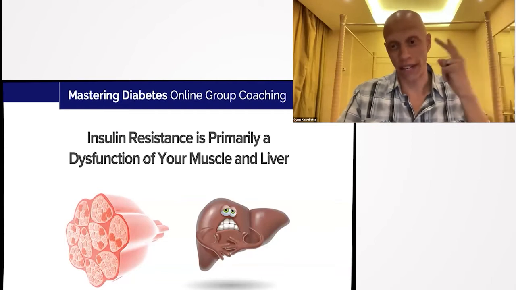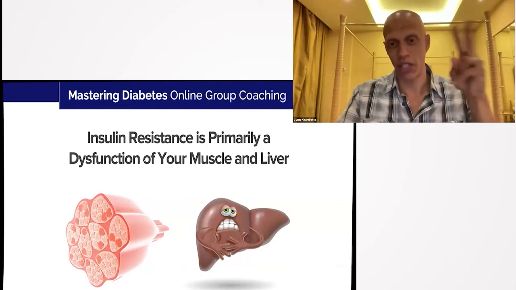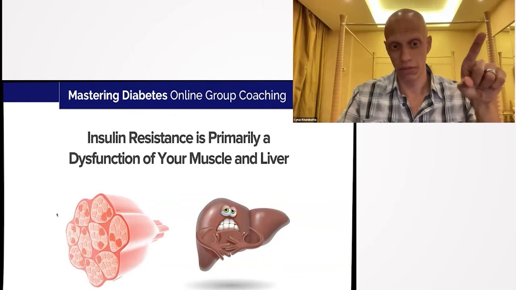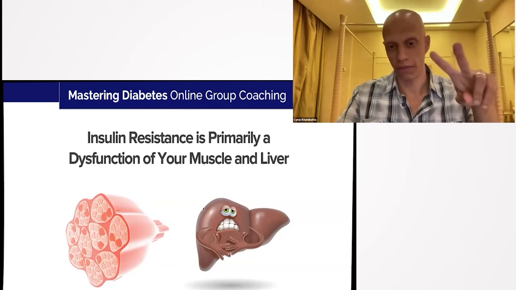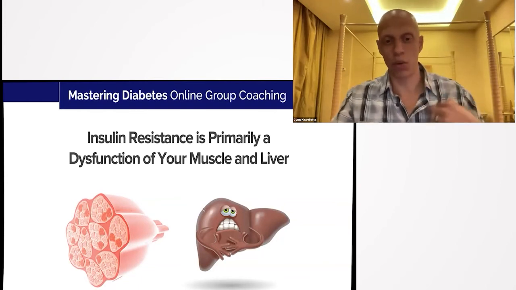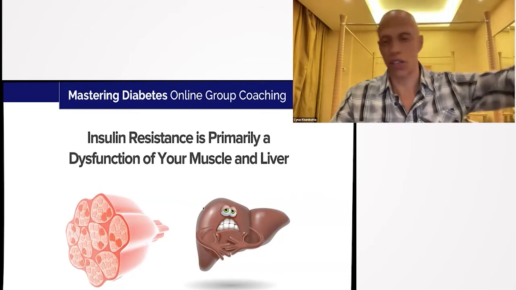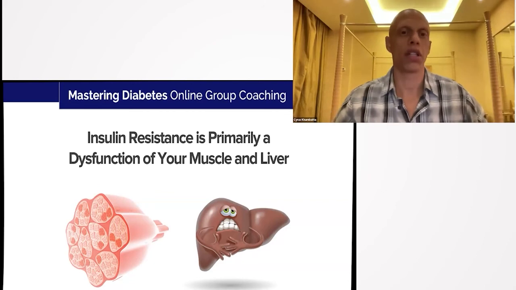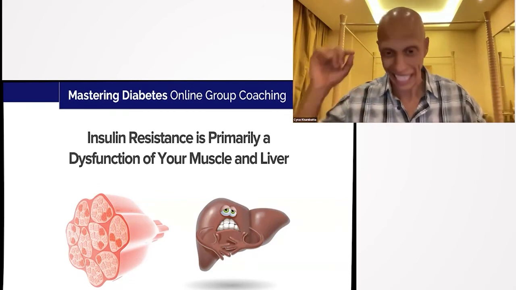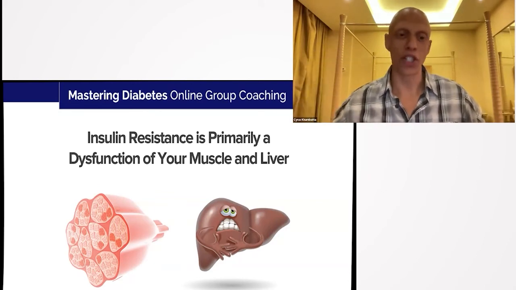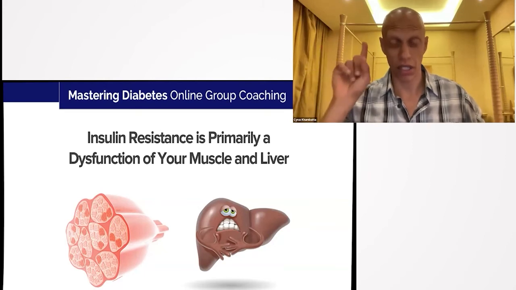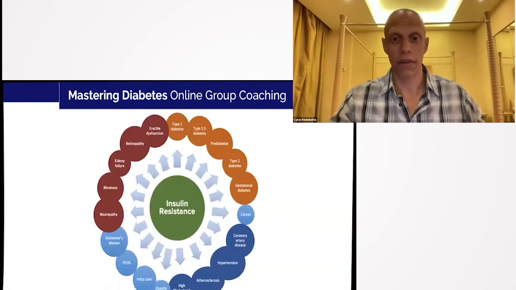Insulin resistance affects two main tissues in your body. Number one, your muscle, and number two, your liver. So whenever I say the words insulin resistance, or whenever you see it online, or whenever your doctor tells you about it, or you read it in a book, okay, insulin resistance equals a dysfunction of two tissues, primarily your muscle and your liver. Okay.